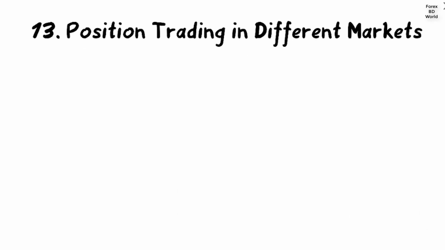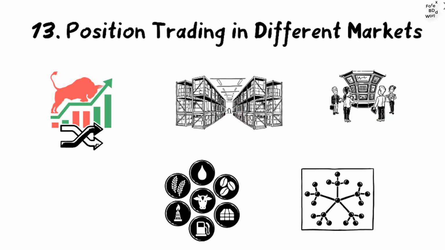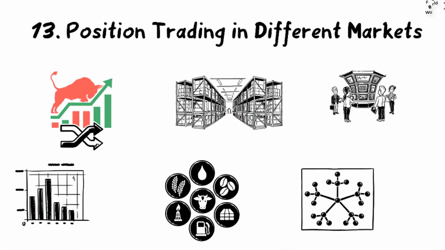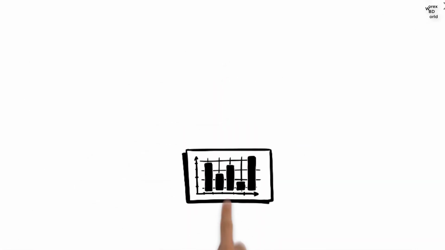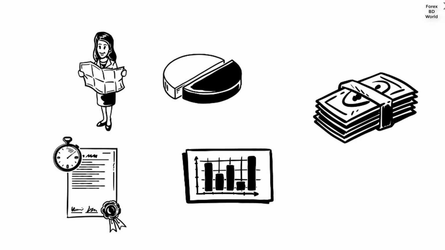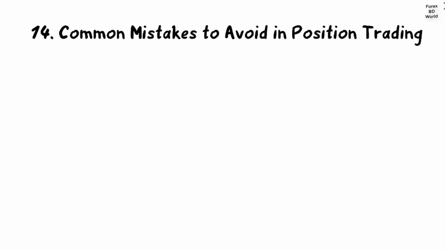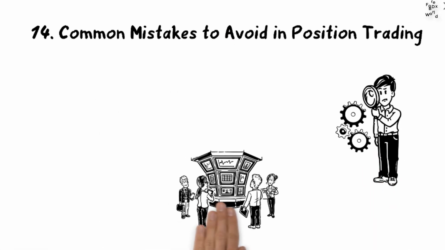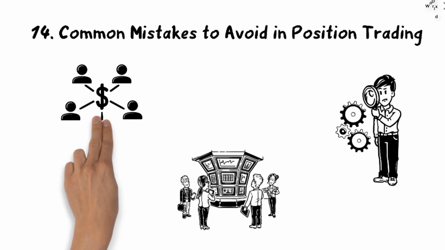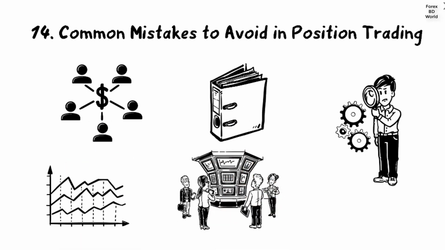13. Position trading in different markets. Position trading can be applied to different markets, including stocks, bonds, commodities, and Forex. Each market has its unique characteristics and requires a different approach to position trading. 14. Common mistakes to avoid in position trading. Some common mistakes to avoid in position trading include investing too much in a single stock, not diversifying your portfolio, not using stop-loss orders, and not doing your research.